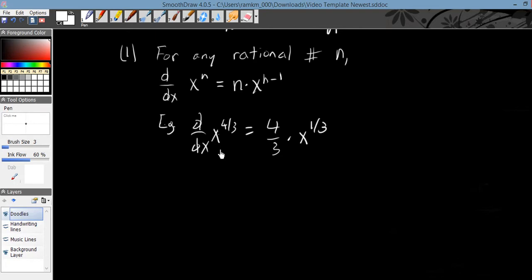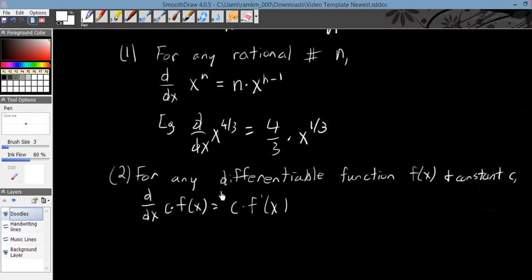So let's say we wanted to find the instantaneous slope of x to the 4/3 at x equal to 1. We'll plug x equal to 1 into the right side here, which is the derivative, and we'll get, well, 1 to the 1/3 is the cube root of 1, that's 1. 4/3 times 1 is 4/3. So 4/3 is the instantaneous rate of change of x to the 4/3 at x equals 1.